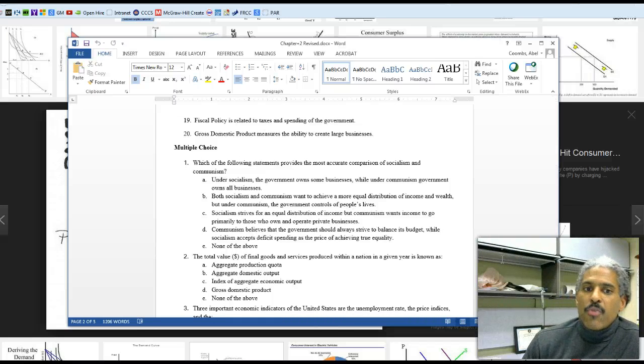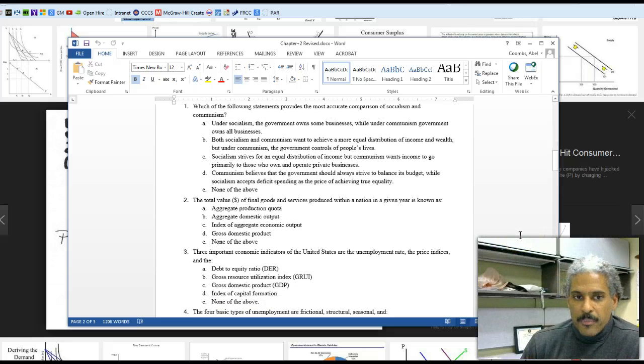True. Gross domestic product measures the ability to create large businesses. False. We didn't cover that question in class. Gross domestic product, we'll cover that on Tuesday. It's a piece that I left out, so we'll cover that. And it's a measurement of production, gross domestic product.